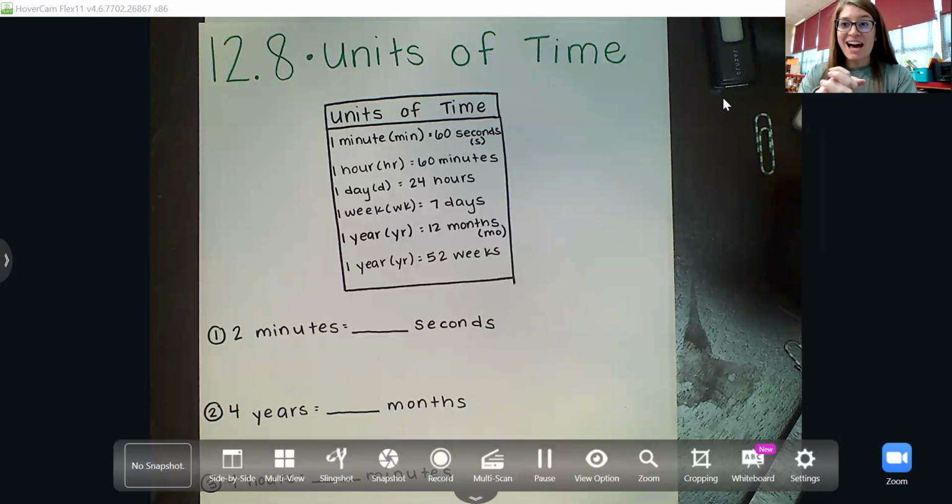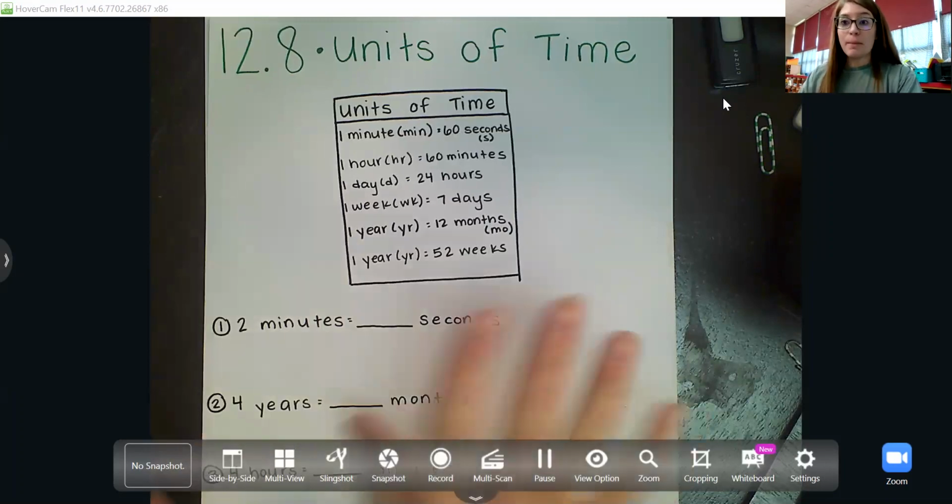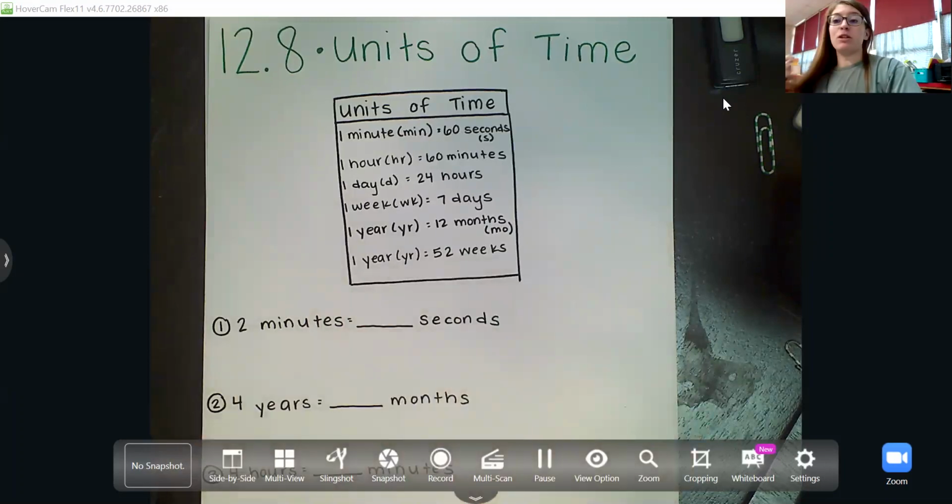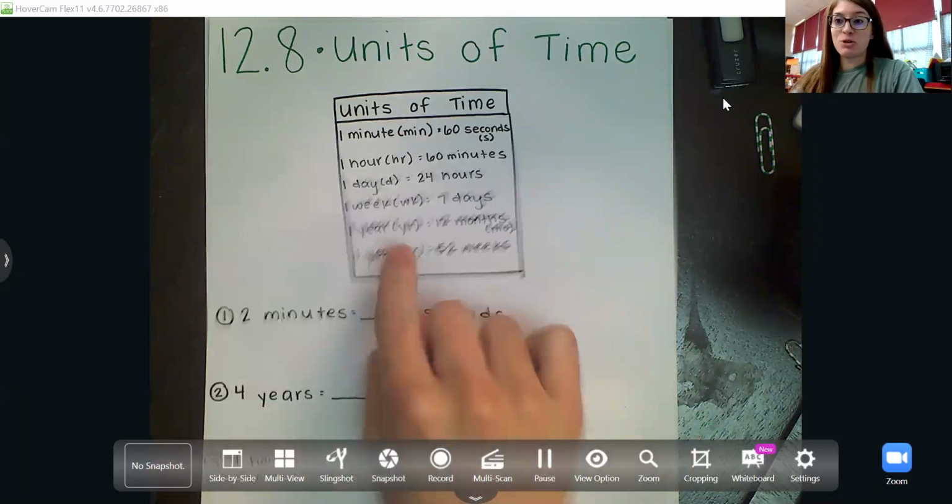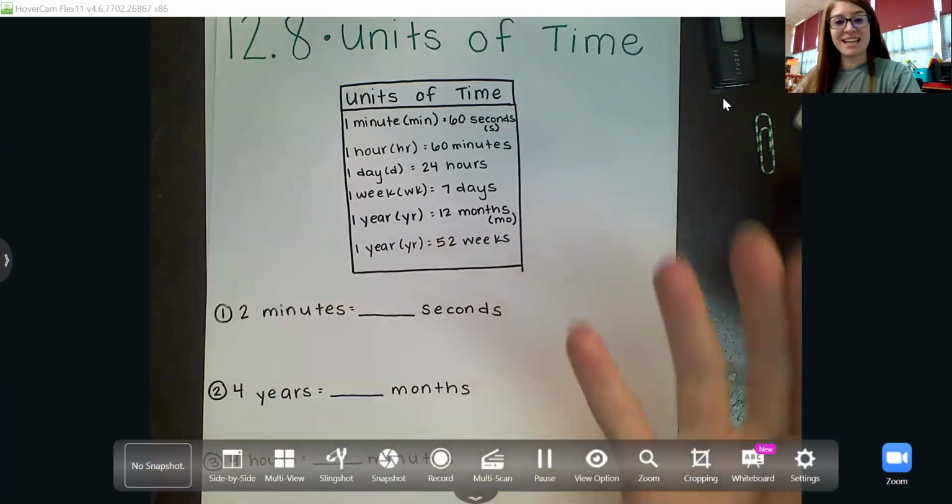We are talking about time today. So we're talking about units of time for 12.8. Again, as always with these, go ahead and pause the video so that you can either take a picture of this or write it down so that you can have it there to help you if you need it.